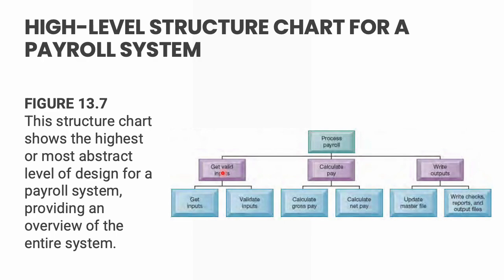This module's job is to collect all the necessary information, like how many hours each employee worked. Calculate pay. This is the brain. It takes the input and does all the mathematics to figure out how much money each person should get. Okay, next up, the write outputs, the output module. This module takes the result and creates the paycheck or sends the information to the bank.